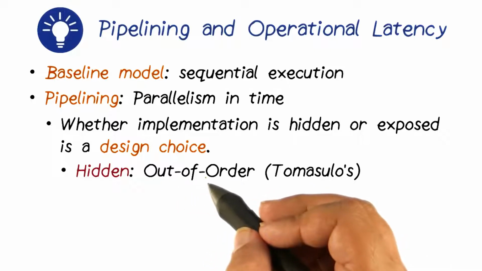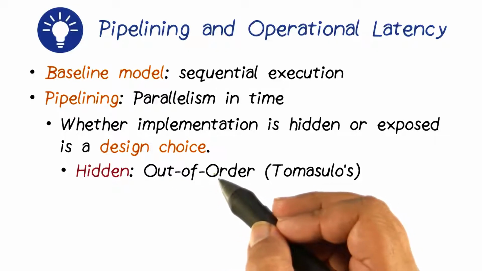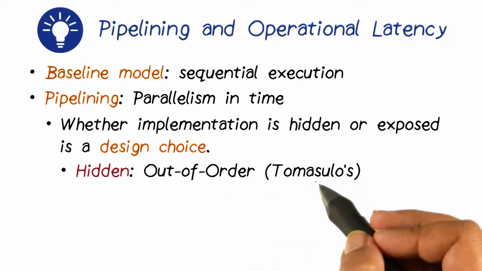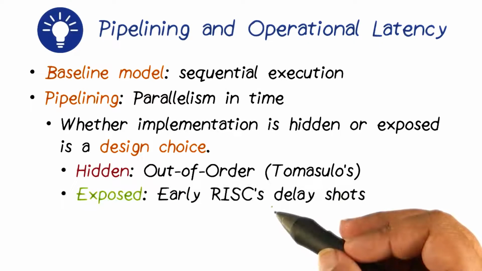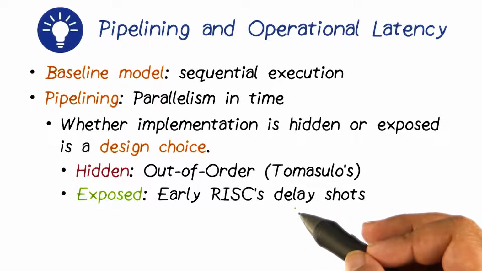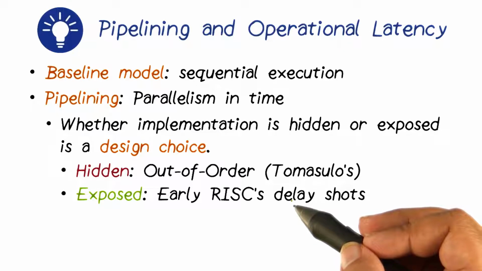Now, this particular philosophy of having everything hidden leads to what is called out-of-order execution, wherein the hardware is doing all the work using such algorithms as Tomasulo's. A second design choice is to expose at least some of the details of the pipeline, such as in early RISC processors in which the delay slots were exposed. Using these delay slots, the schedulers used to be able to control the window in which the execution sits.